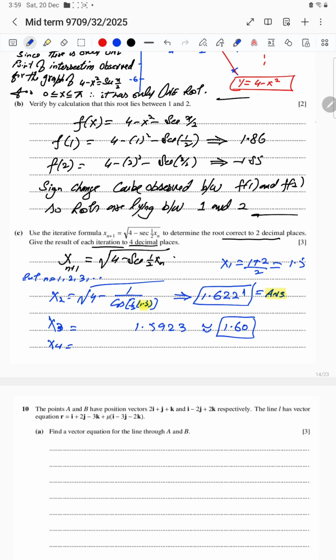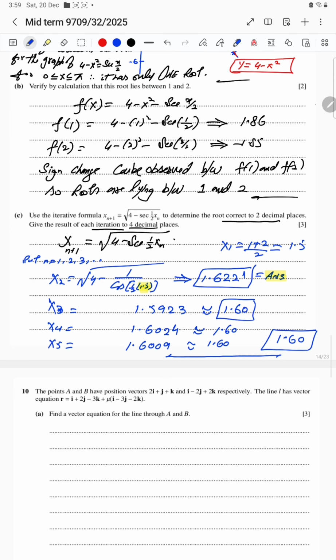Again pressing the answer on the calculator, we will get 1.6024 again, and this is approximately 1.60, and do one more calculation to verify the answer. x5 will be 1.6009, 1.60. So 1.60 is the final 2 decimal place result. The result is going to repeat. So this is my answer. I hope it is clear.